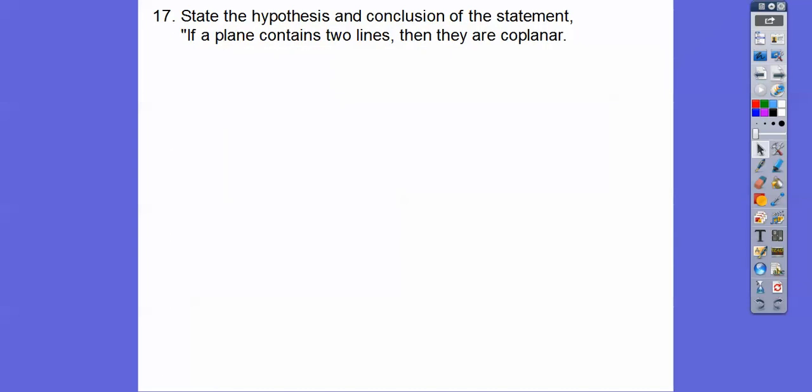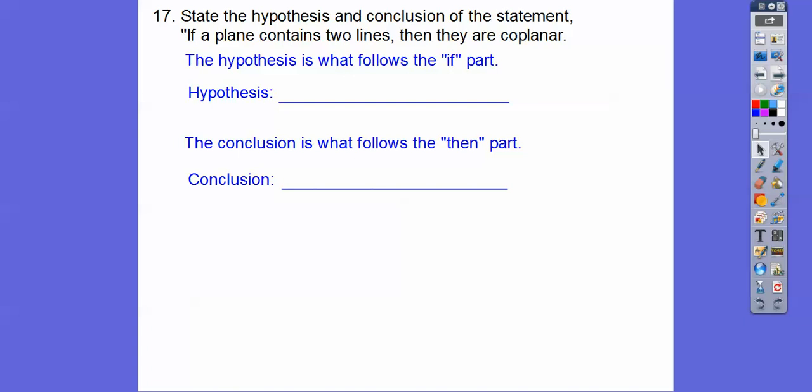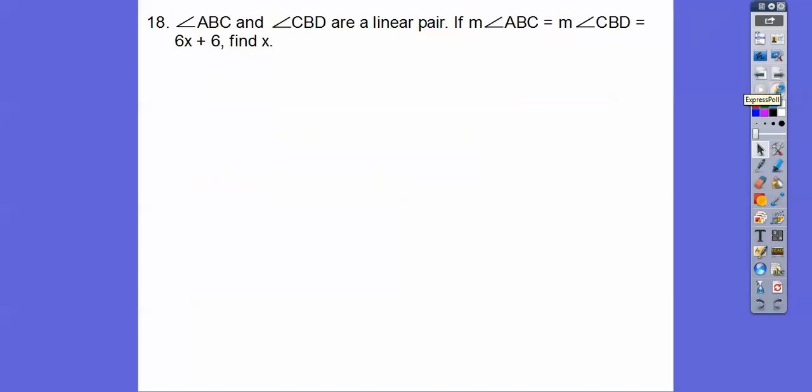State the hypothesis and conclusion of the statement: if a plane contains two lines, then they are coplanar. The hypothesis is what follows the if part, and the conclusion is what follows the then part. Just find the word if. So the hypothesis is a plane contains two lines. Easy enough. And then the conclusion is what follows the then part: they are coplanar.